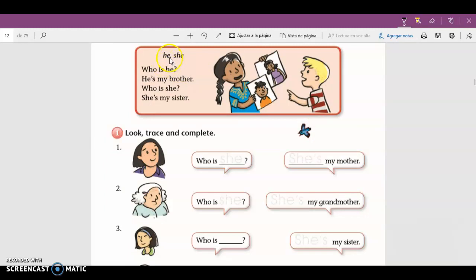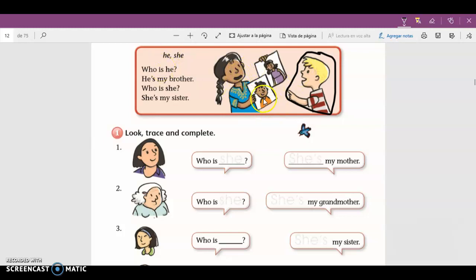Class, look, he and she. This is a boy. Usamos he para decir él. He. Decimos she para decir ella.